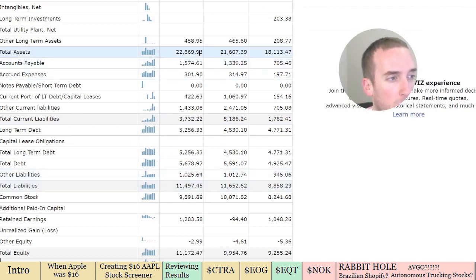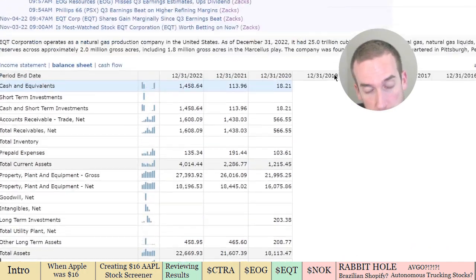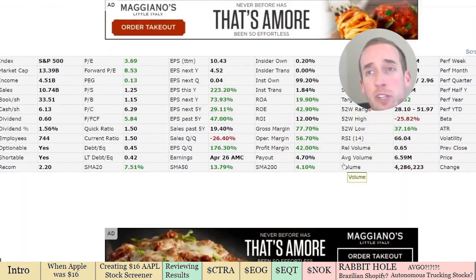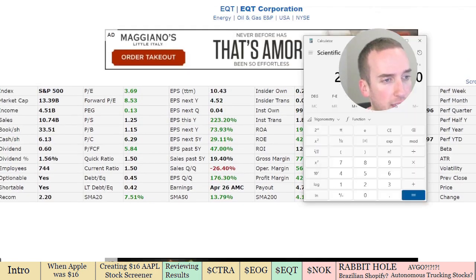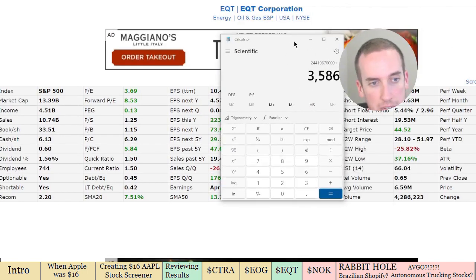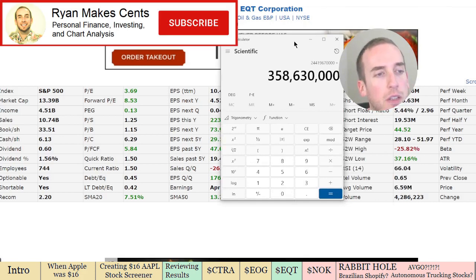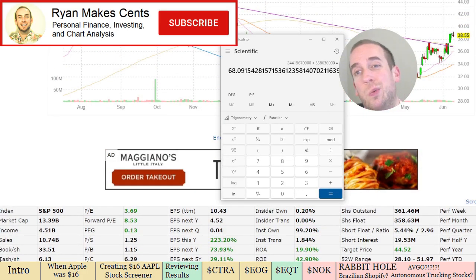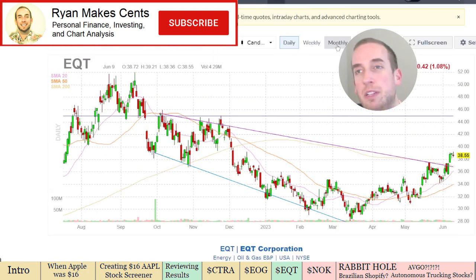Total liabilities 11.4, total assets 22.6. They are not even 2-to-1 ratio, which is a little concerning. But they do make so much freaking money. They have little debt. Okay. So let's take this and divide it by our shares float, which is 358,630,000. Share price should be around 68. It's currently 38. Nice. Okay. I like this one.